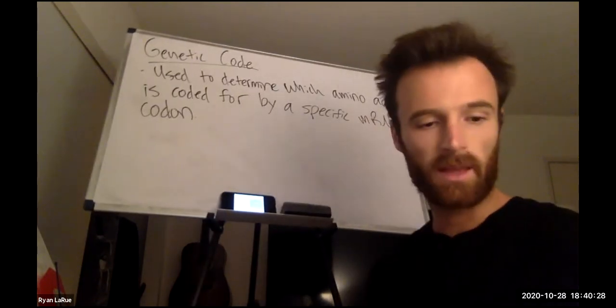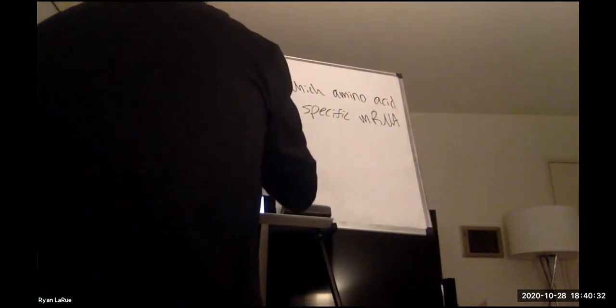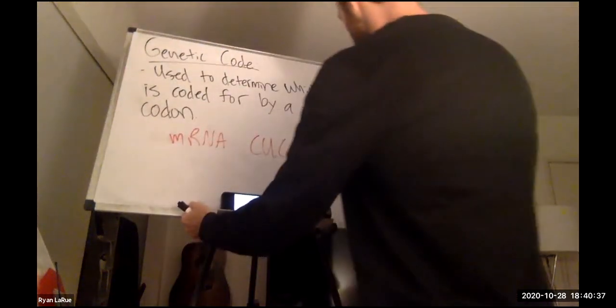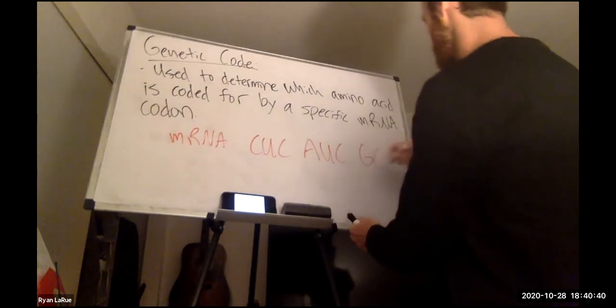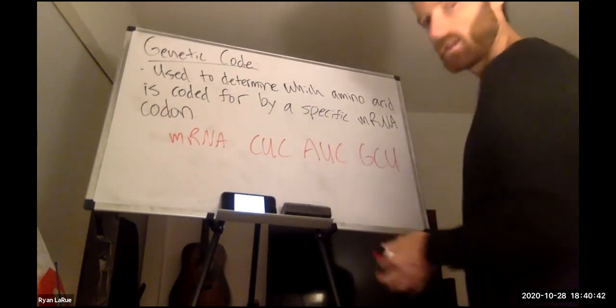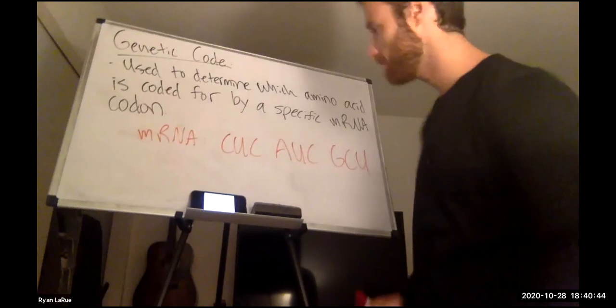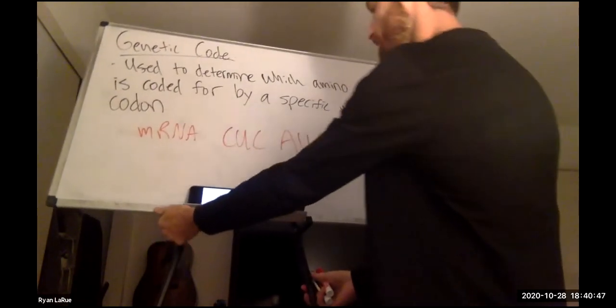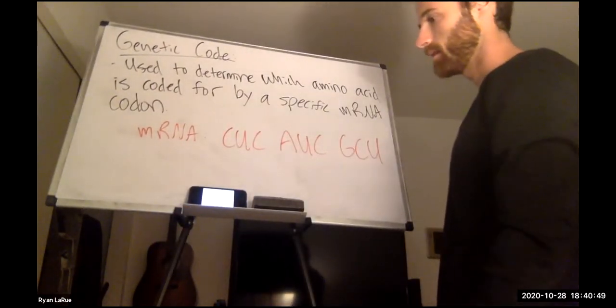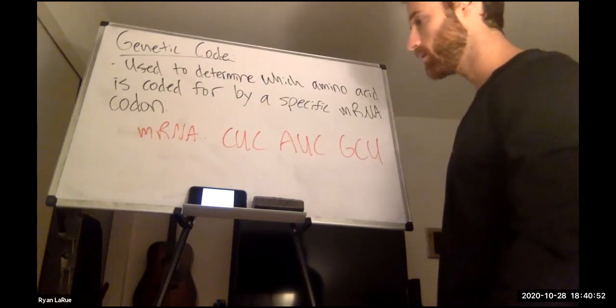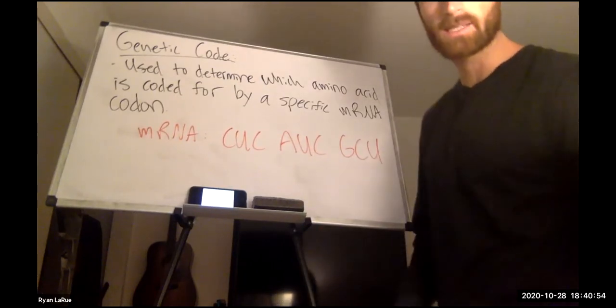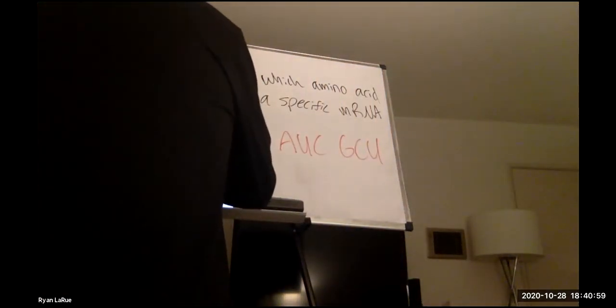So if I told you that the mRNA produced during transcription is CUC, AUC, GCU. I'm going to put up the table, so write that down as CUC, AUC, GCU. And then I want you to tell me the amino acid sequence produced during translation.